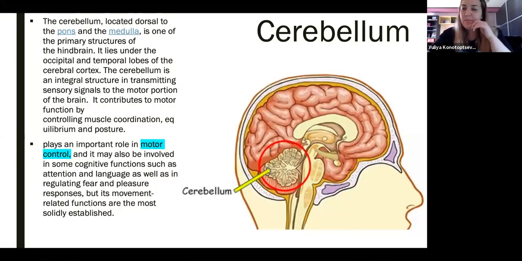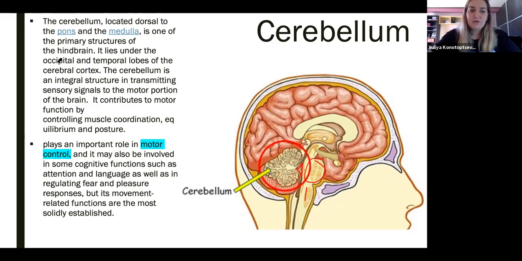Cerebellum. Okay, so cerebellum is also known as the little brain. There is cerebrum and there is cerebellum. Cerebrum is of course the bigger brain. Cerebellum is the little brain. It is located posterior to the pons and medulla, right? So it's kind of behind it. Between the pons and cerebellum, you can see that there is a cavity. This is the fourth ventricle. That's where the cerebrospinal fluid will be.